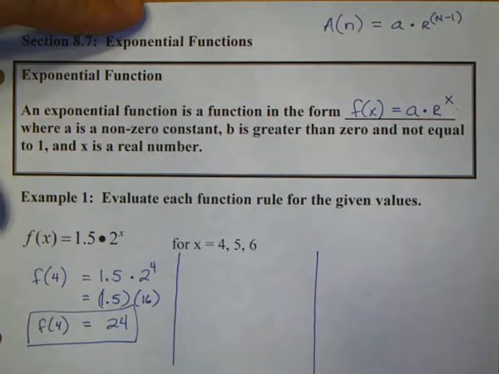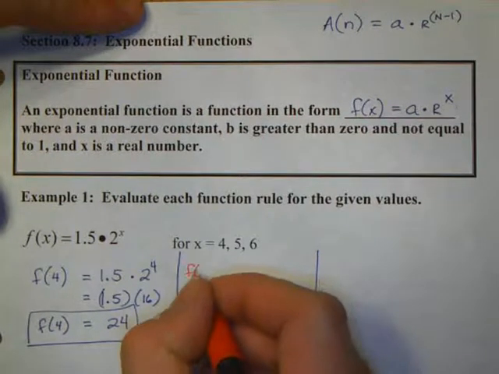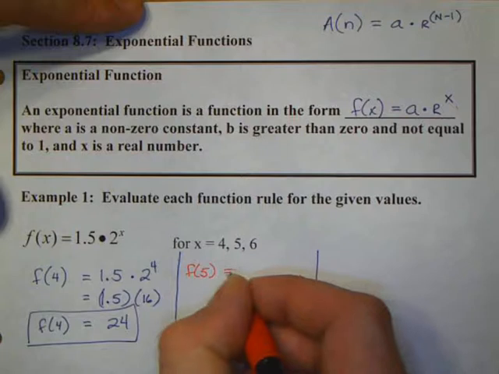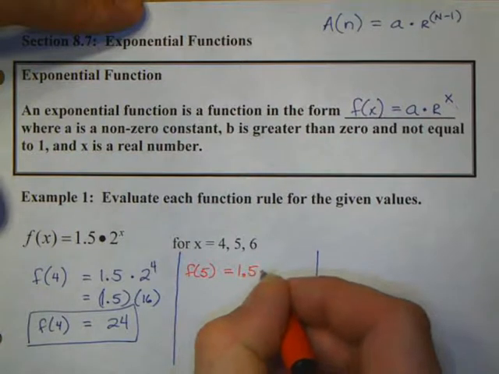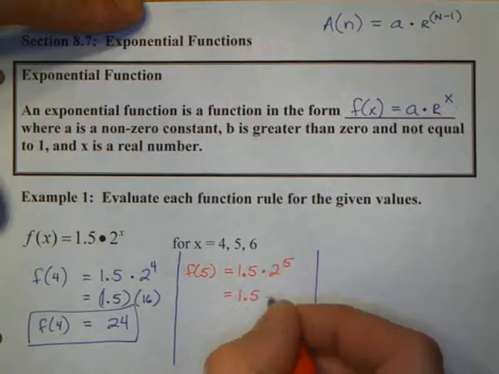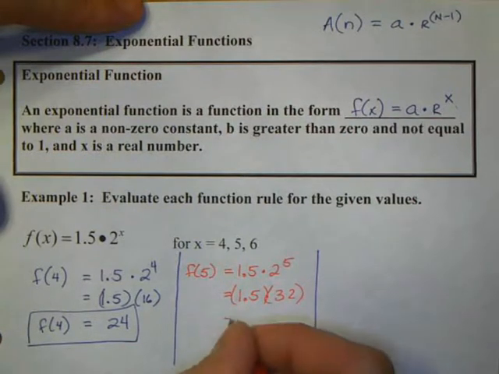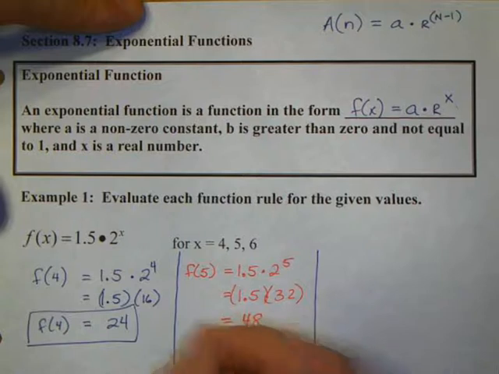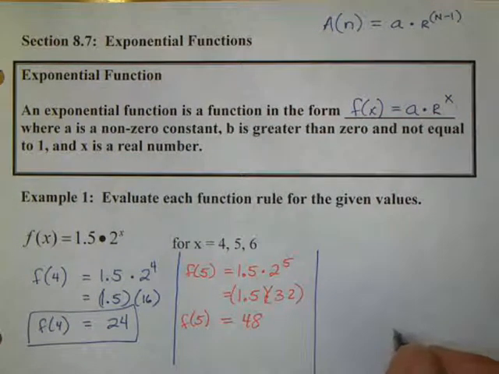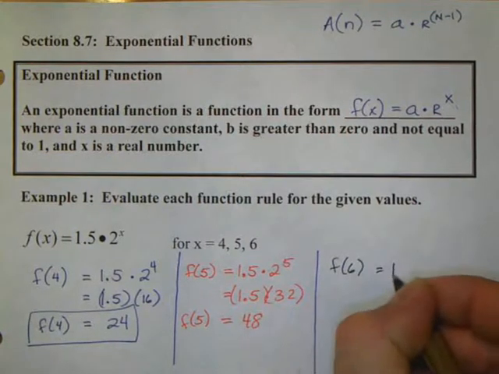Now I'm going to show you the formulaic way to do this, and then I'm going to show you a shortcut at the end. If you think you know the shortcut, maybe you can write it below as we work through them. Our next one, we're going to find the value for the function evaluated at 5. So that's 1.5 times 2 to the 5th. That's 1.5 times 32. Well, 1.5 times 32, that's 48. So the 5th term for this problem is 48.